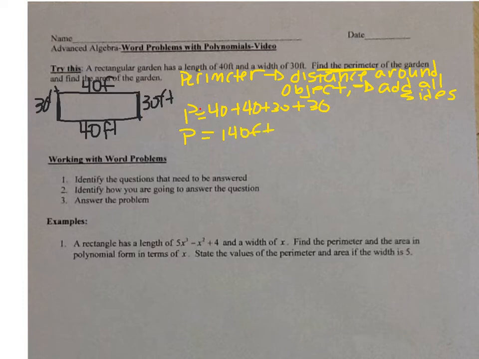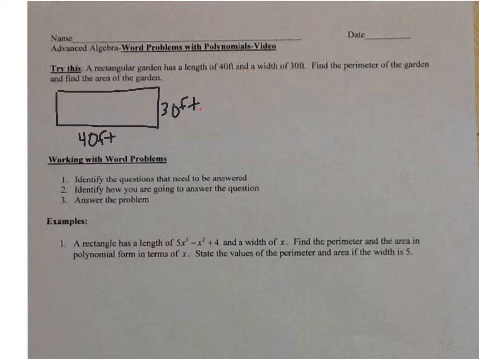Okay, so now let's talk about area. Okay, so remember, area is the space inside an object. And for a rectangle, how do we find the area of a rectangle? We'll write it like this, so we don't have to keep writing rectangle. That's equal to length times width.